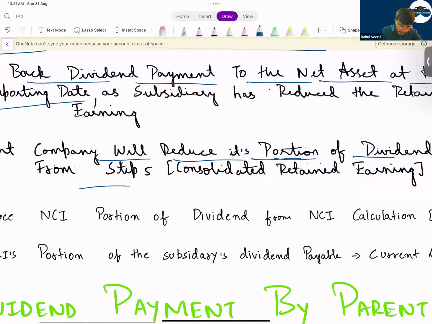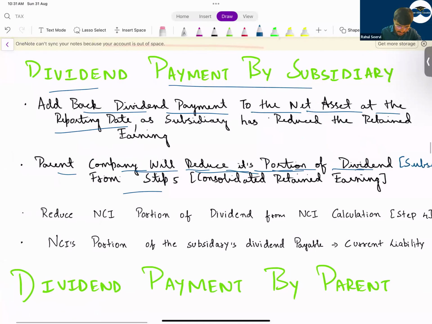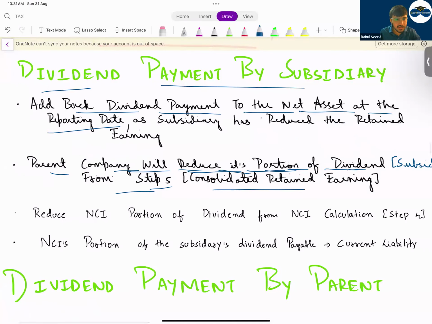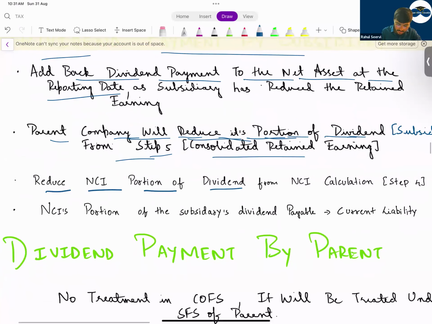So see here now, the parent company will reduce its portion of dividend from step 5, consolidated retained earnings. Reduce the NCI portion of dividend from the NCI calculation. If the NCI portion is not yet paid, it should be shown as a liability in the consolidated financial statements. This also I'm not seeing such an adjustment. If it comes, you should be able to do it.